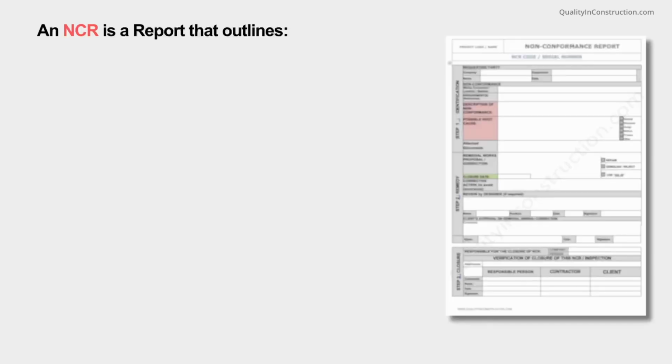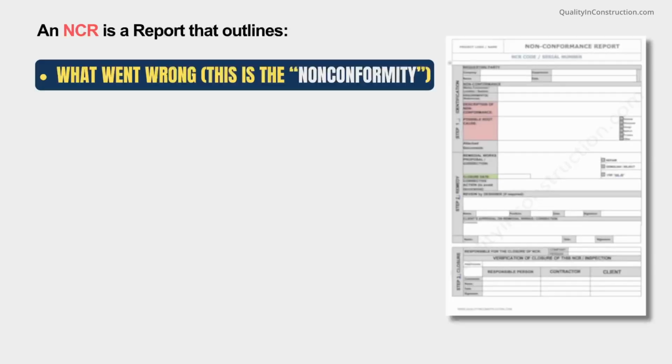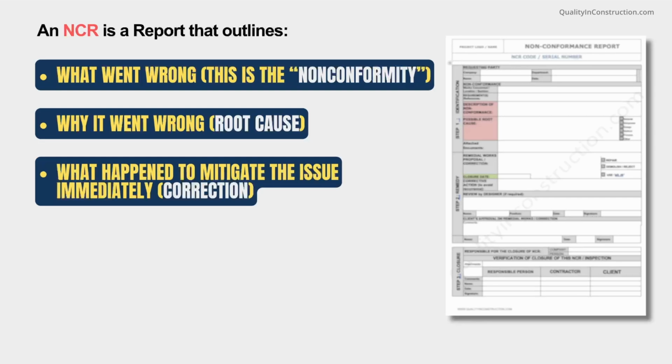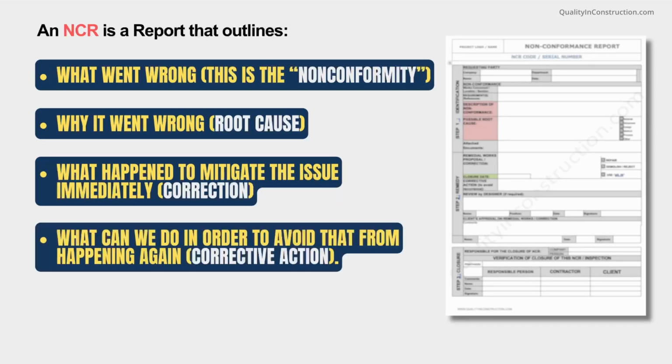We can simply describe the NCR as a report that outlines what went wrong, this is the actual non-conformity, why it went wrong, root cause, what happened to mitigate the issue immediately, which is the correction, and what we can actually do in order to avoid that from happening again in the future, which is actually the corrective action.